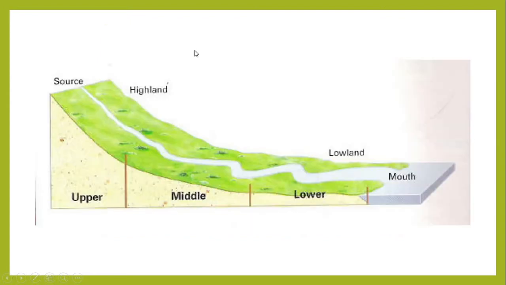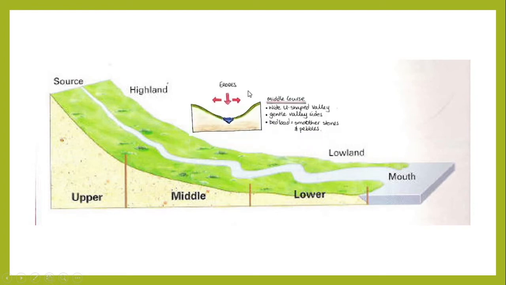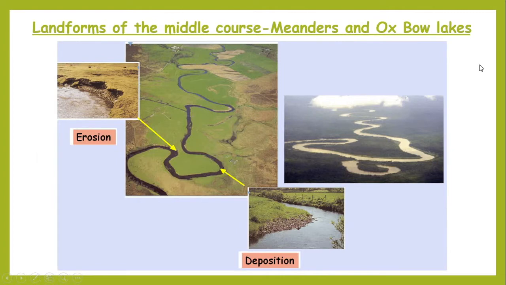So if we move on from the upper course to the middle course now, because the river is starting to level out a little bit, you've still got some vertical erosion. There's still a gradient here that means that gravity is still causing downwards erosion, but not as strongly. So what starts to happen is lateral, sideways erosion starts to kick in, and that causes the river to meander. So landforms of the middle course, put this subheading down please, meanders and oxbow lakes.